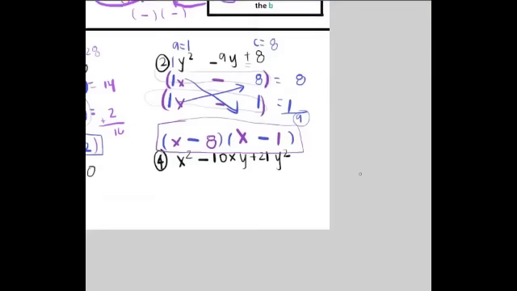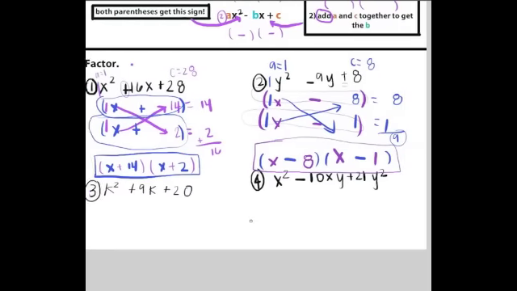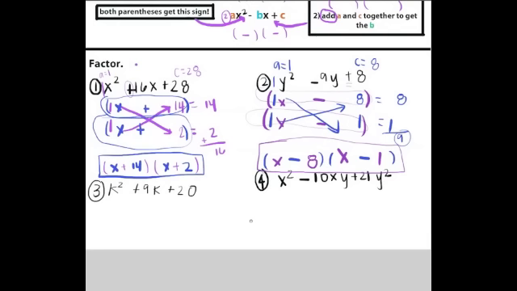Let's try another one. Sorry about that. Okay, let's try another one. Number 3. So my A is 1. My B is 20. Sorry, my C is 20. So I have 1 can go 1 and 1. 20 can go, I don't know, let's try 5 and 4 maybe.